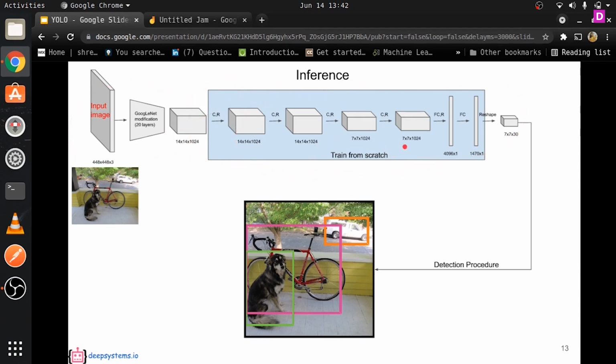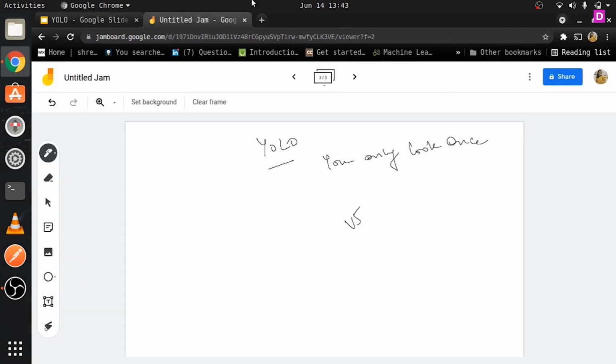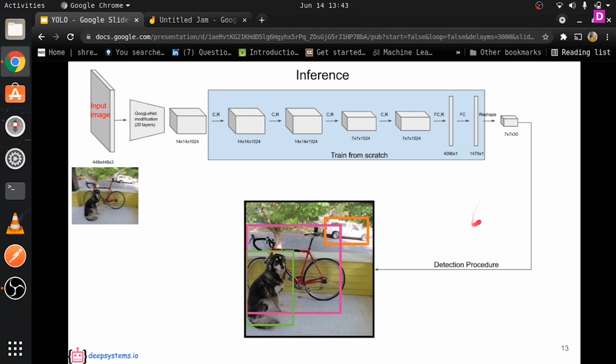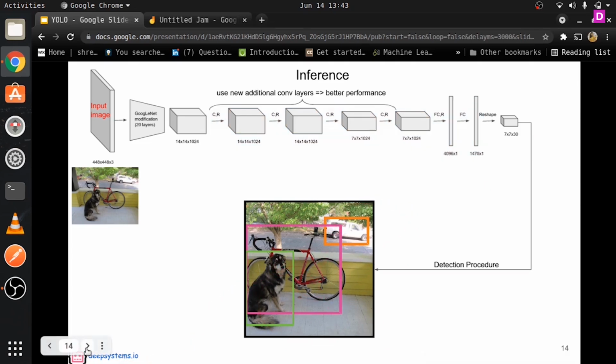Here what you get are these outputs, 7 cross 7 cross 1024 after doing convolutions. Then you convert it into fully connected layers. You get 1470 cross 1 and you reshape it into 7 cross 7 cross 30. Now why this 7 cross 7 cross 30? We'll talk about this more. This 7 cross 7 cross 30 helps in detecting the outputs here, the bounding boxes. This is a car, this is a bicycle, and this is a dog. So it has detected this. How is this happening?